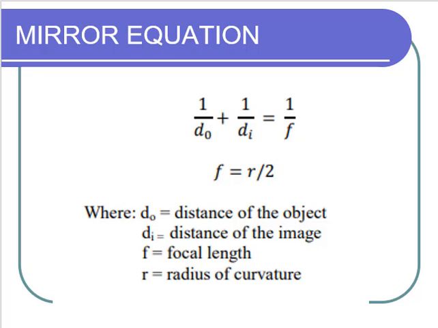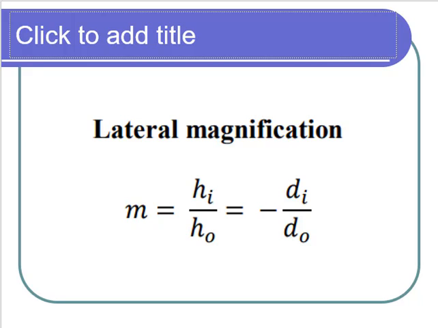Okay, another way of identifying where the image is located is to use the mirror equation. We have 1 over dO plus 1 over di equals 1 over f, wherein f is equivalent to r divided by 2. dO is the distance of the object from the mirror, di is where the image is located, f is the focal length, and then r is the radius of curvature. Now, there are sign conventions aside from that.